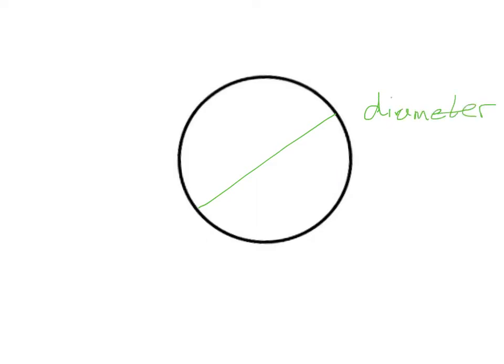If I go just from the center of the circle out, which is in red, so it's really half of the diameter, that is called the radius. So the radius is halfway, the diameter goes all the way across. If I draw a line that does not go through the center of the circle, but it touches two sides, that is what we call a chord, C-H-O-R-D. So those are the three main parts of a circle you need to know.